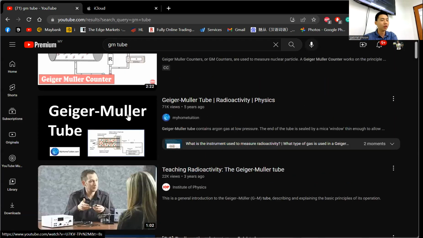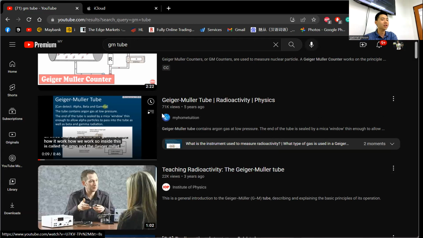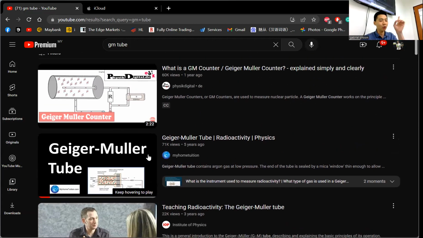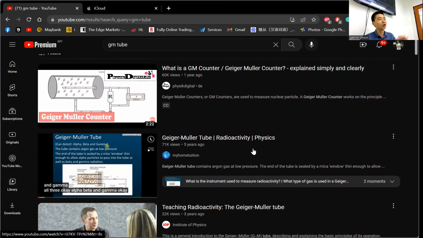A Geiger-Müller tube. Good news is you do not need to remember this full ridiculous name, because I know some of you have trouble remembering some of your classmates' names already. It's fine. But you do need to remember that it's GM tube, guys.